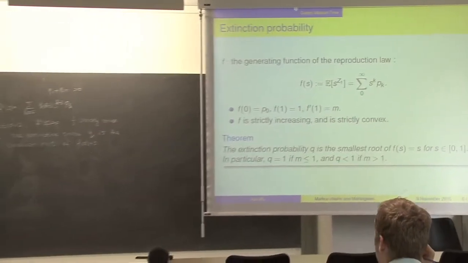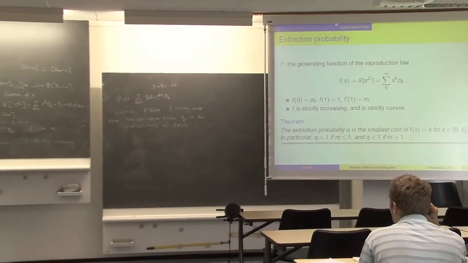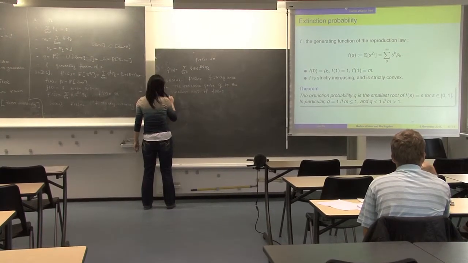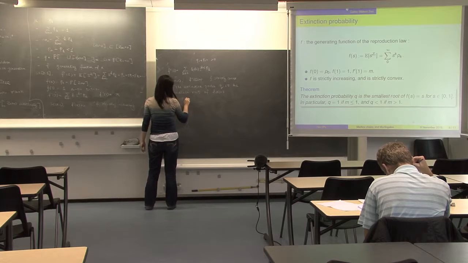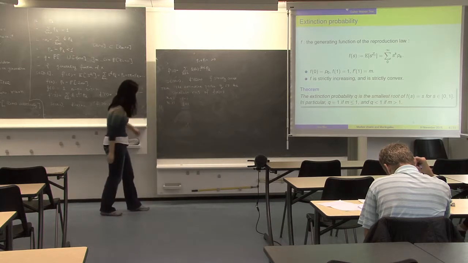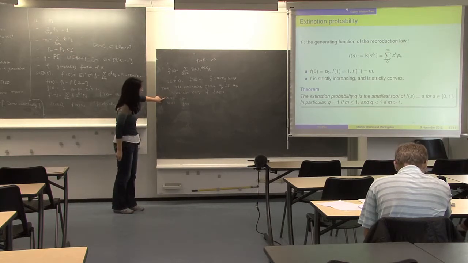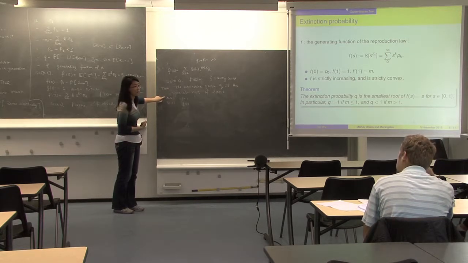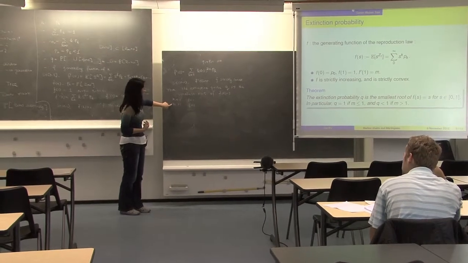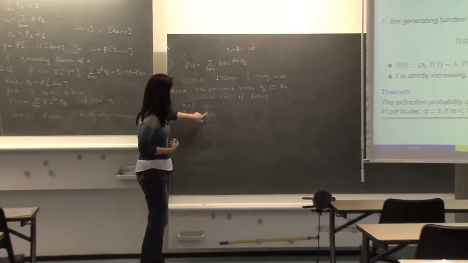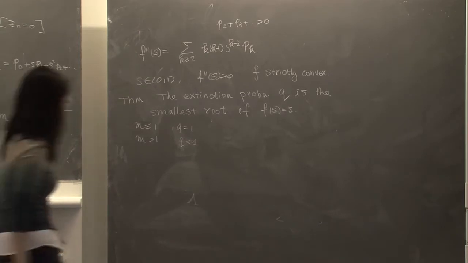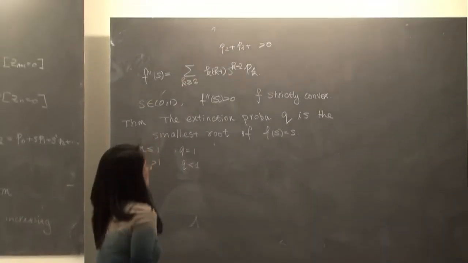So the first part, this extinction probability Q is the smallest fixed point. And then we also know that if the mean is less than 1, Q equals 1. And if the mean is strictly greater than 1, Q is strictly less than 1. So this also tells us if the derivative of the function at 1 is less than 1, then the smallest fixed point is 1. But when the derivative at 1 is strictly greater than 1, then the smallest fixed point is strictly less than 1. Okay, so this is the theorem. So how to prove the theorem?